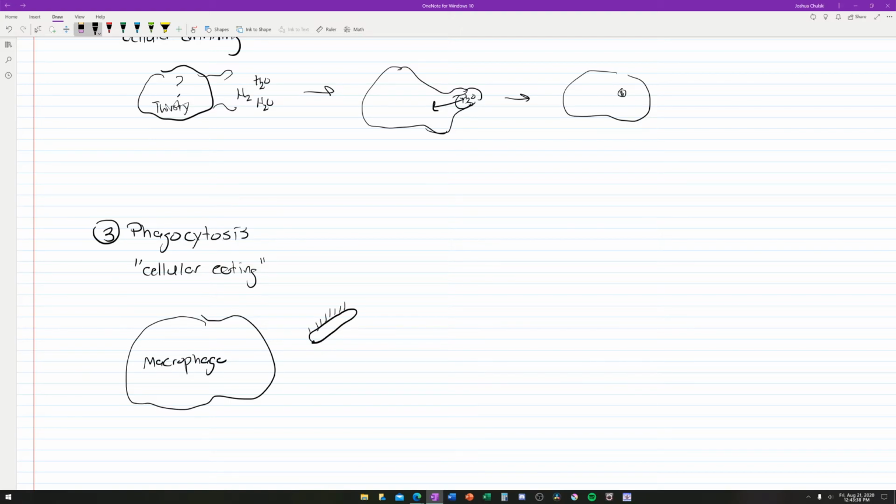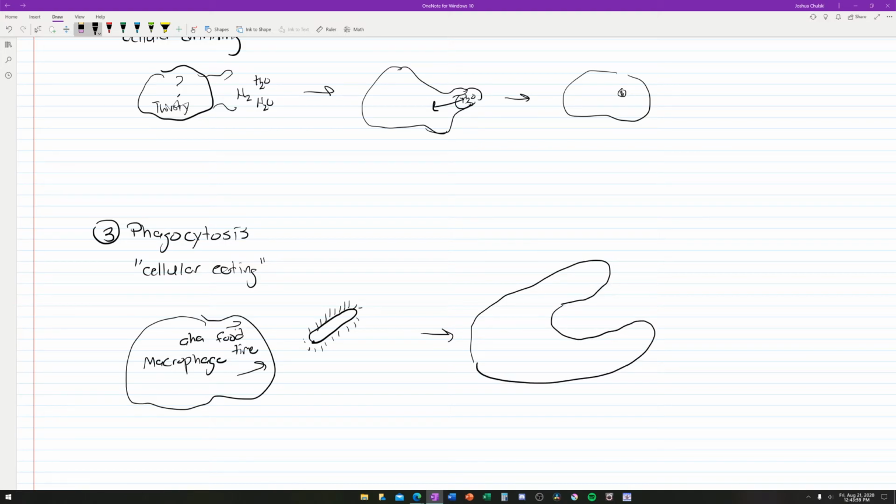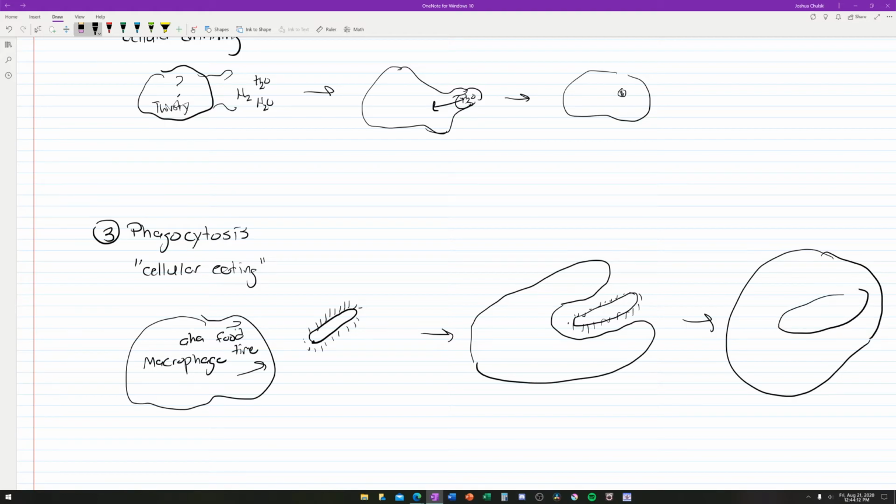So we're just going to draw a little bacteria around here. And if he sees this little bacteria, the macrophage is going to be like, aha, food time. And it's going to start moving toward this bacteria. And then what's eventually going to happen is the macrophage is going to change its shape to where now the bacteria is inside part of the macrophage. And then eventually the macrophage will actually contain the bacteria within itself.